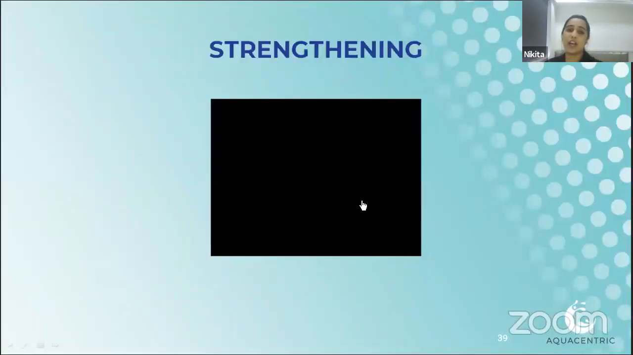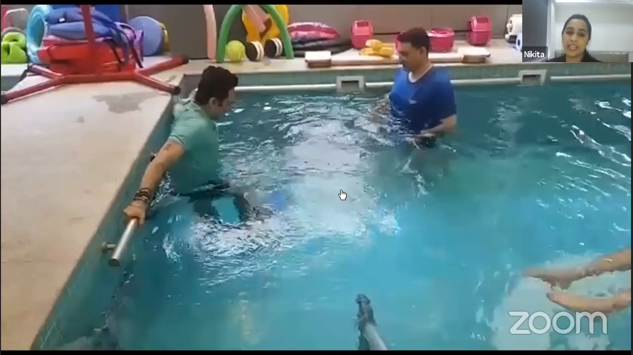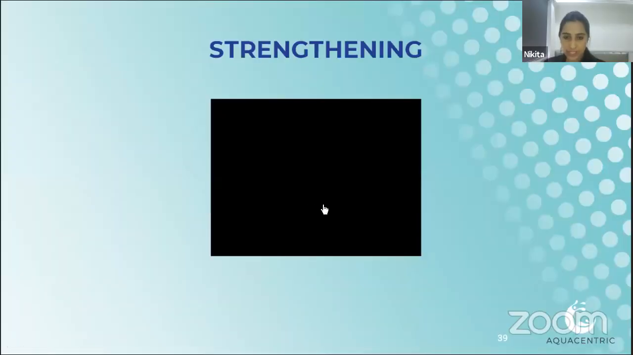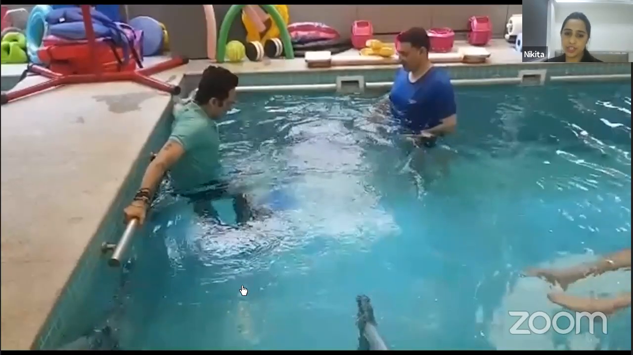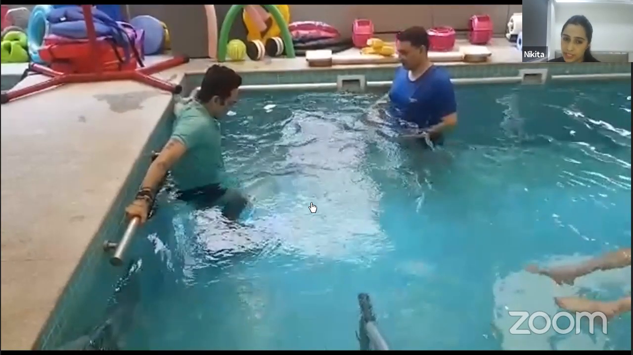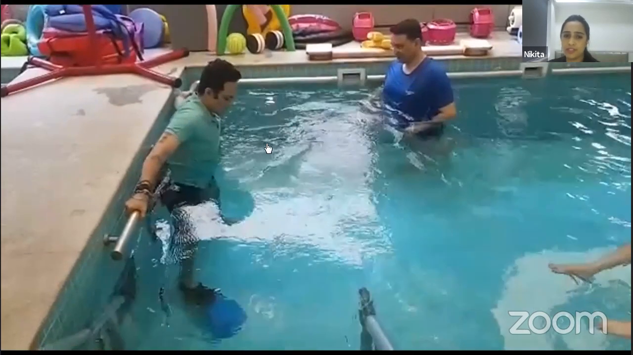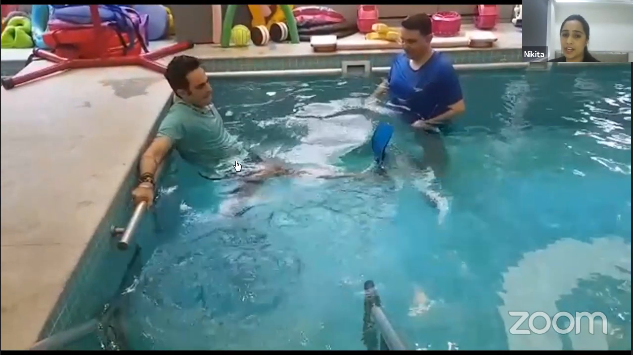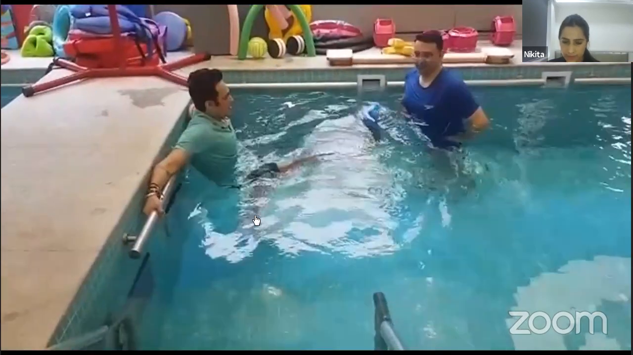Strengthening in water: here we use the property of viscosity of water. Water offers good resistance, which can be used to target specific muscles. We can use different instruments here. Here the person is using flippers, and there is a good amount of resistance for your hip and knee muscles, good ankle stability, and the core is challenged here.